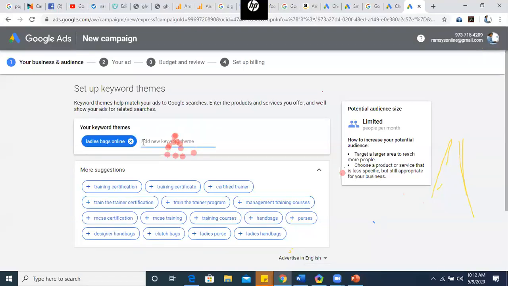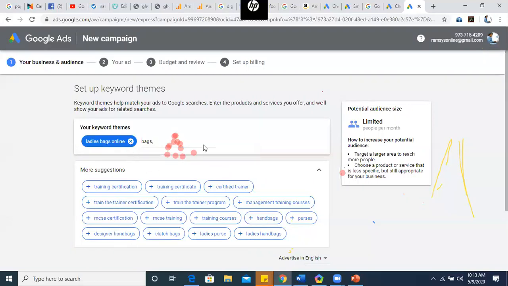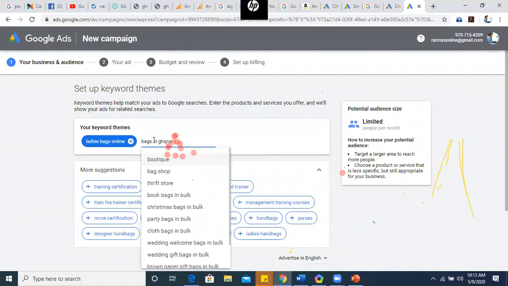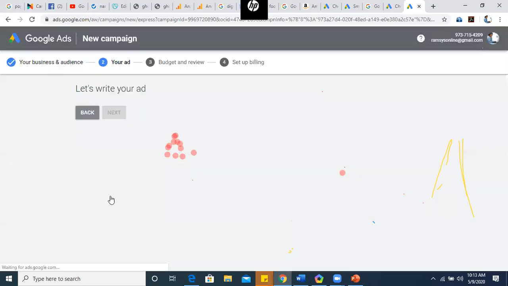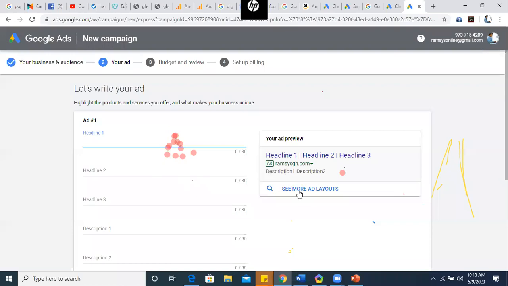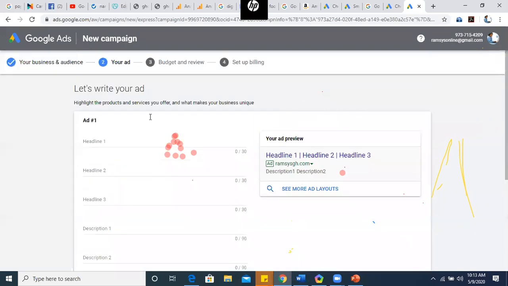Okay, so I'll keep adding bags. Now, bags go with shoes, right? Yes, sir. And all of that. So once you're doing this, you will have a lot of suggestions coming to you. You will be told what should go in the header, what you have to do, and what description you are going to give to the header, and all of that.